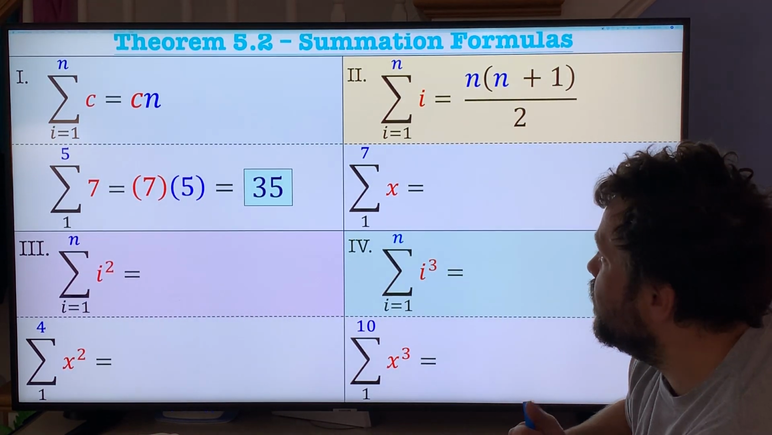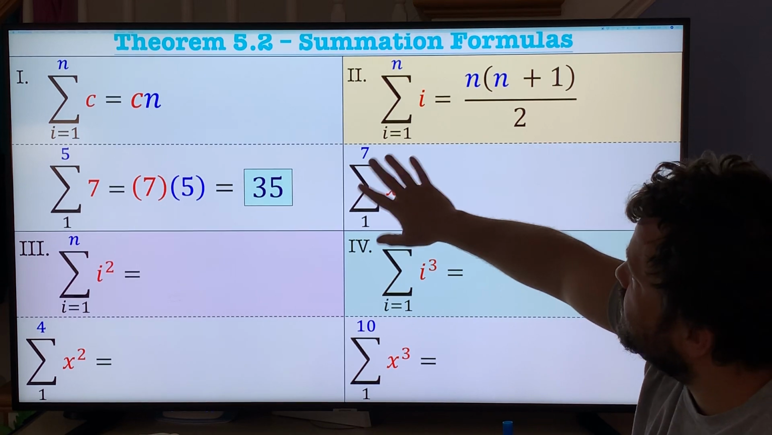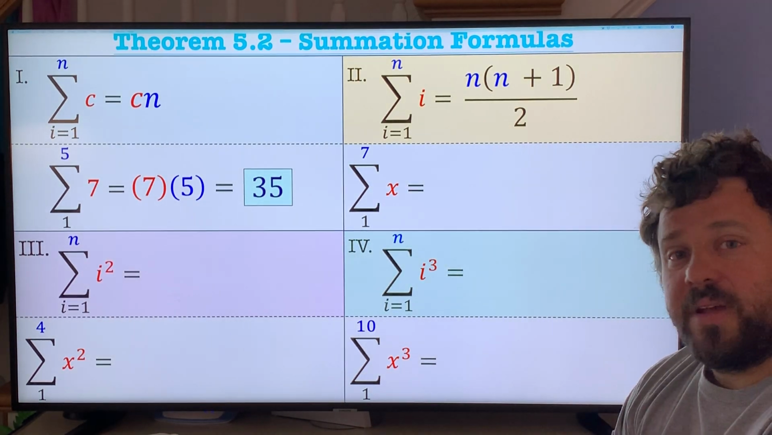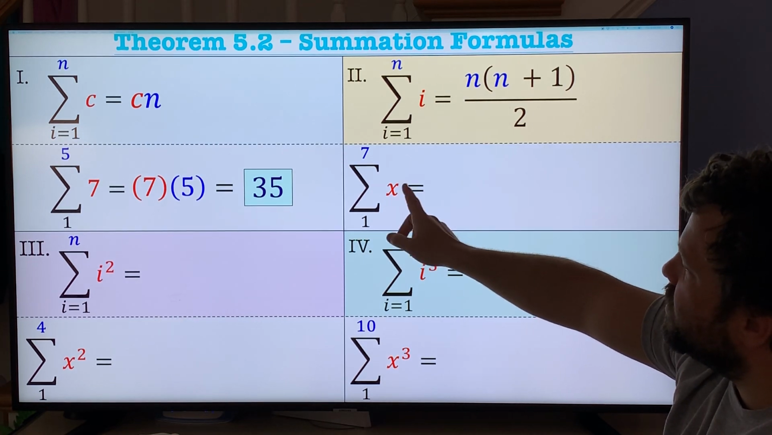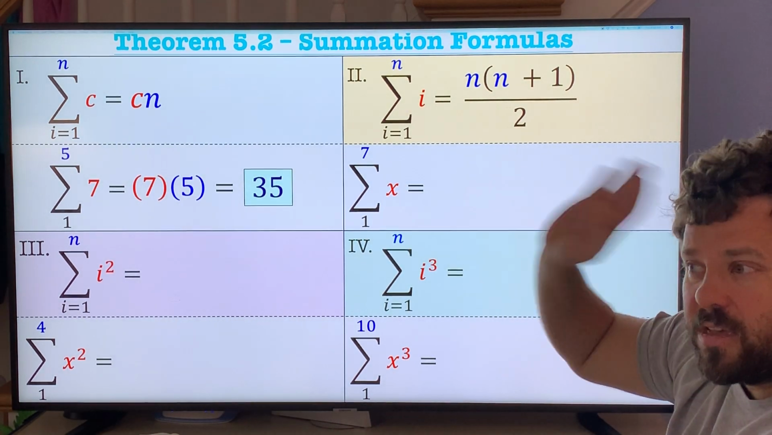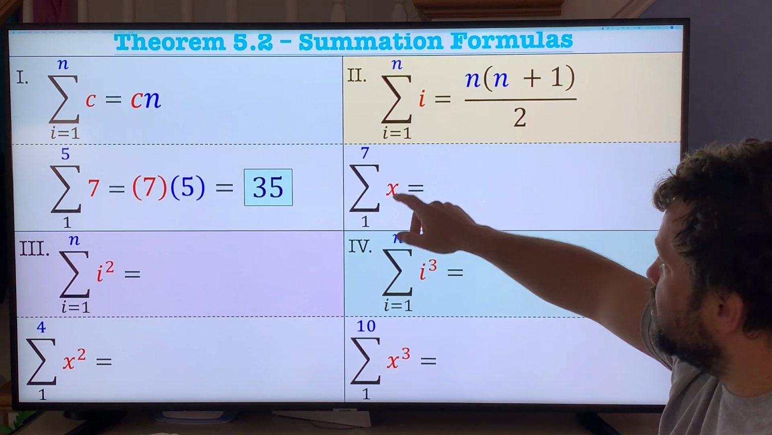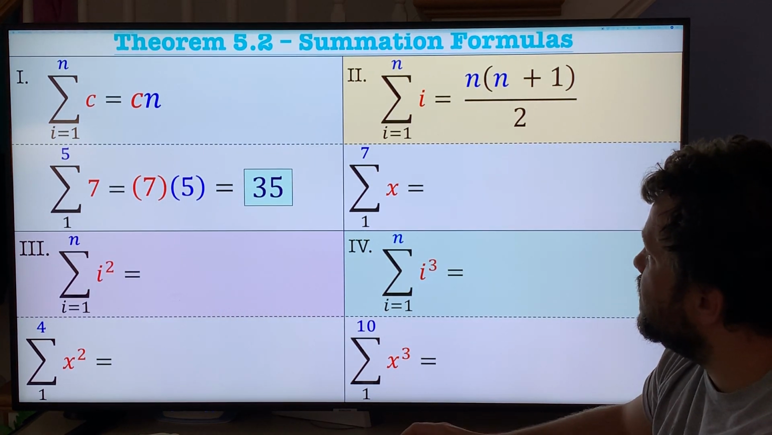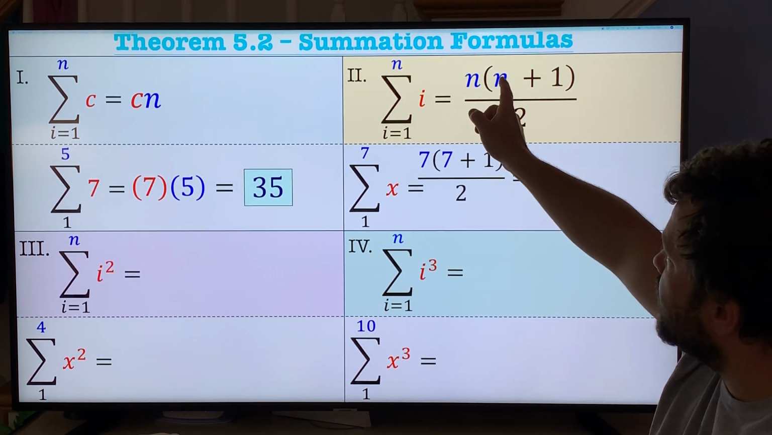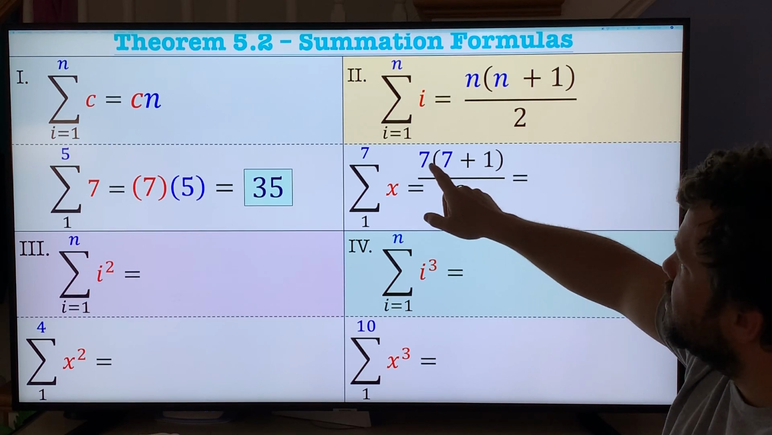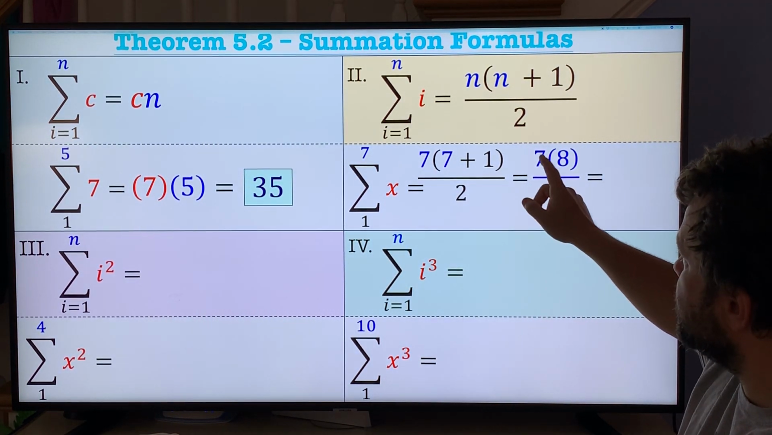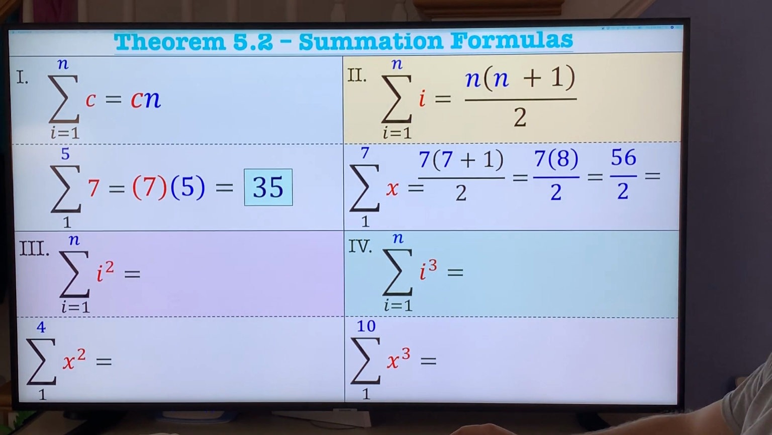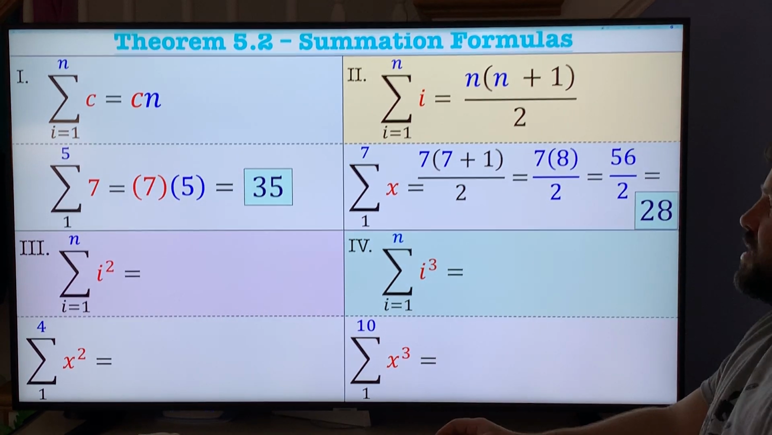What does that mean? Anytime you type this into this equation, you get the right answer instead of writing it out. So instead of this one being 1 plus 2 plus 3 plus 4 plus 5 plus 6 plus 7, you don't want to do that. You could just do, what's my upper bound here? 7 times 7 plus 1 over 2. 7 plus 1 is 8. So you got 7 times 8 divided by 2. 7 times 8 is 56 divided by 2, which is 28.